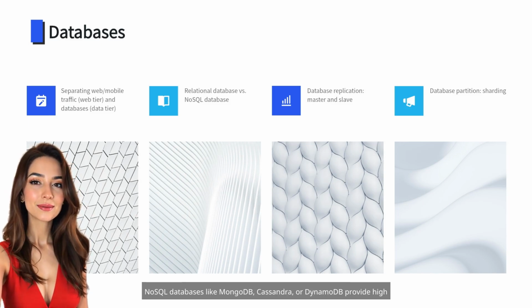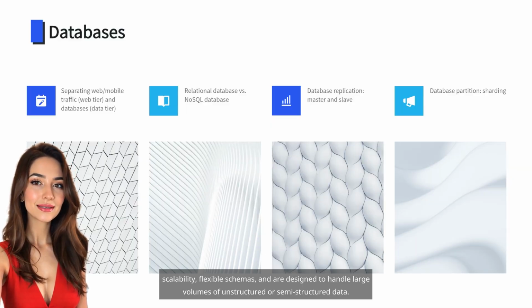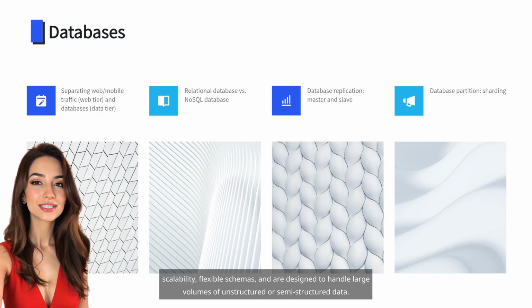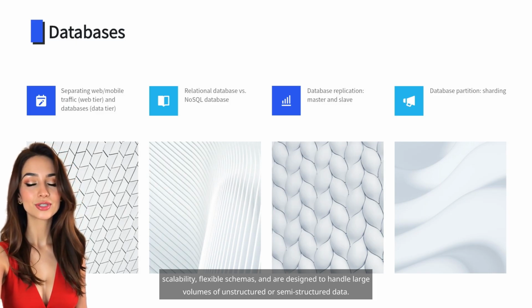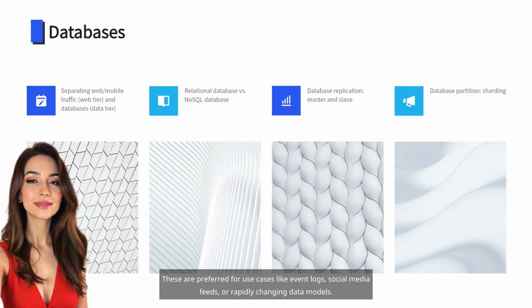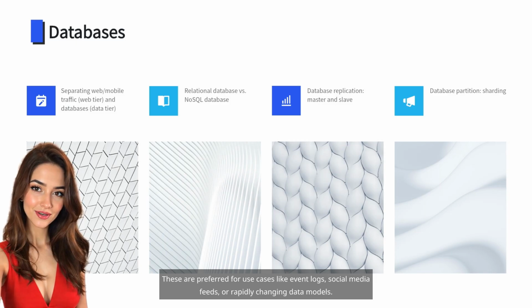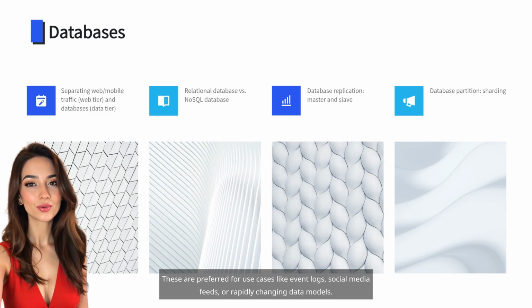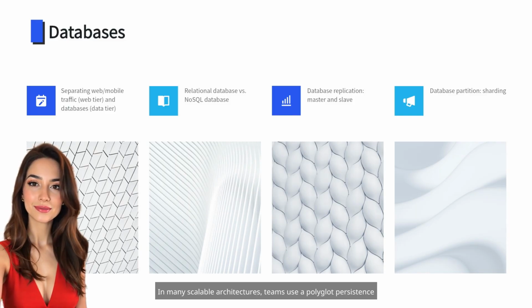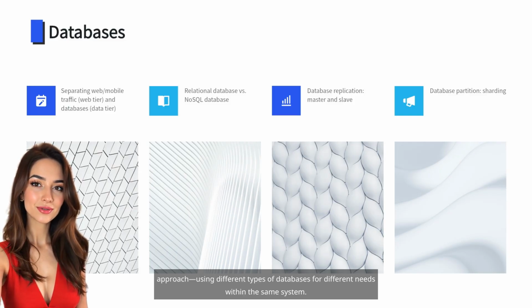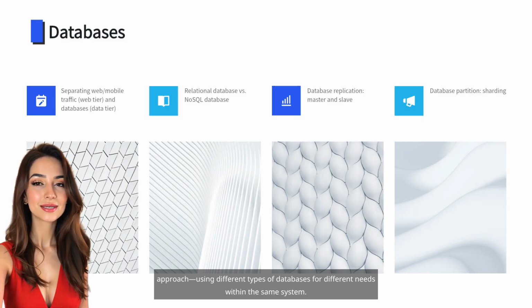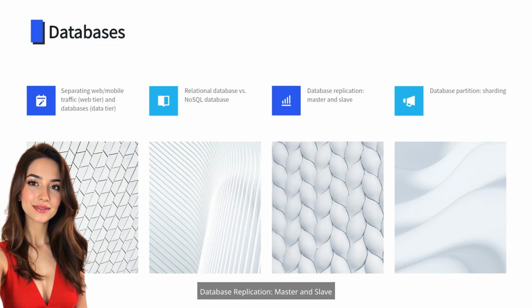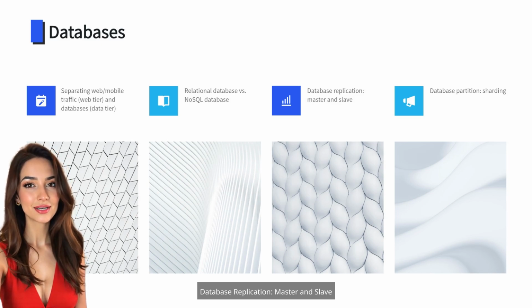NoSQL databases like MongoDB, Cassandra, or DynamoDB provide high scalability, flexible schemas, and are designed to handle large volumes of unstructured or semi-structured data. These are preferred for use cases like event logs, social media feeds, or rapidly changing data models. In many scalable architectures, teams use a polyglot persistence approach, using different types of databases for different needs within the same system.